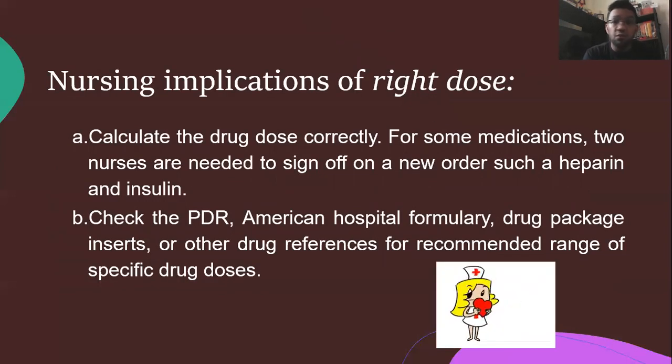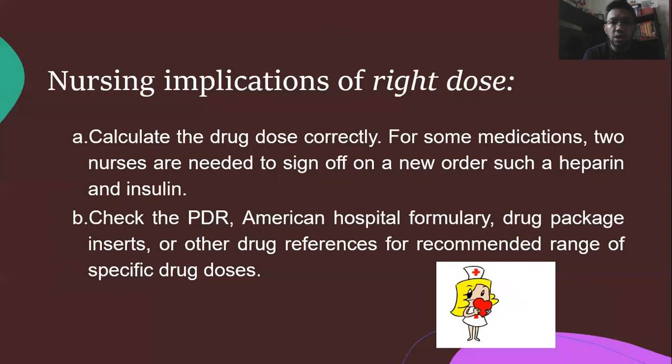Nursing implications of right dose. We need to calculate the drug dose correctly. I'll teach you how to do those calculations in our next topic. For some medications, two nurses are needed to sign off a new order, such as heparin or insulin.